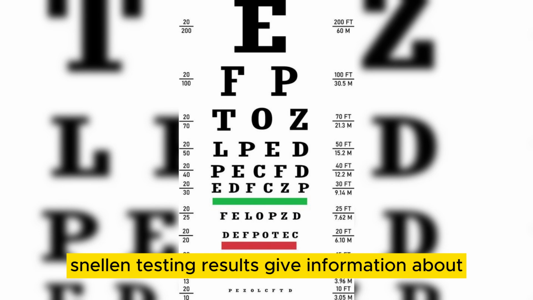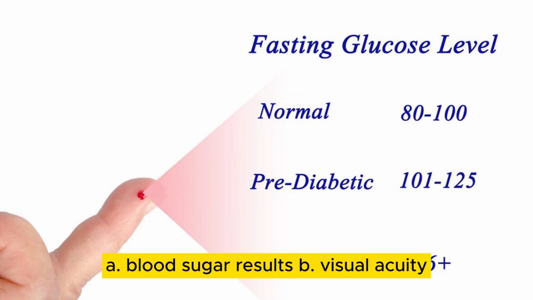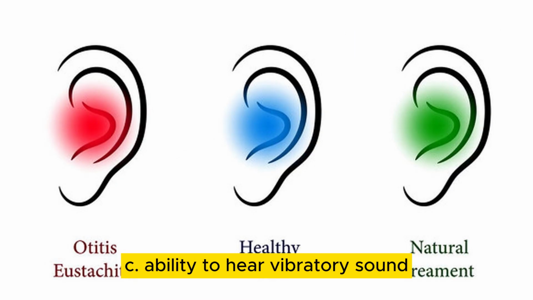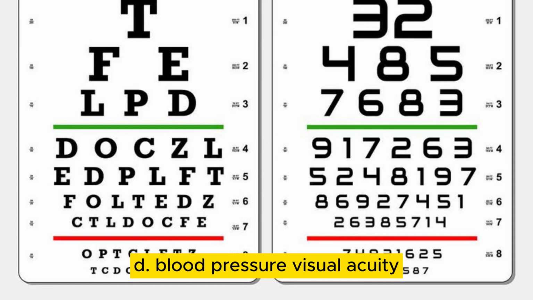Snellen testing results give information about A. Blood sugar results. B. Visual acuity. C. Ability to hear vibratory sound. D. Blood pressure. Visual acuity.